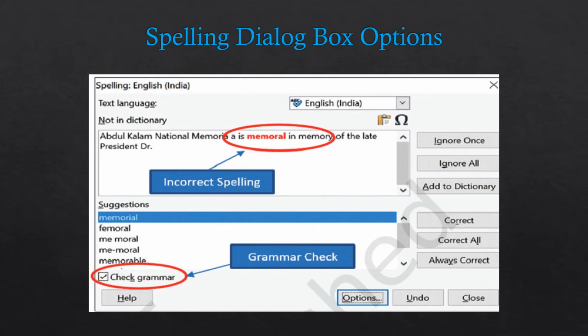This is the spelling dialog box and we have various options like ignore once, ignore all, add to dictionary, correct, correct all, always correct. Let us discuss these options in detail.